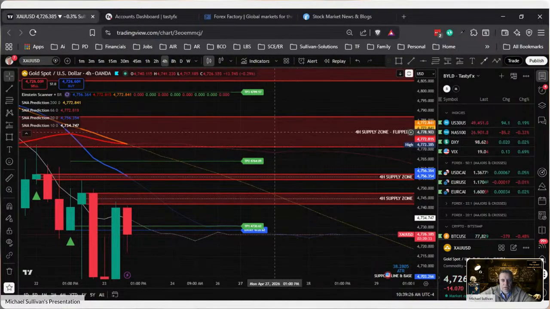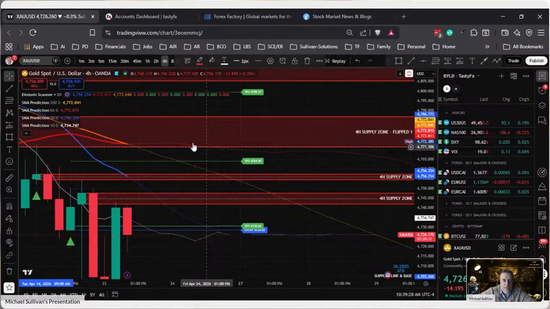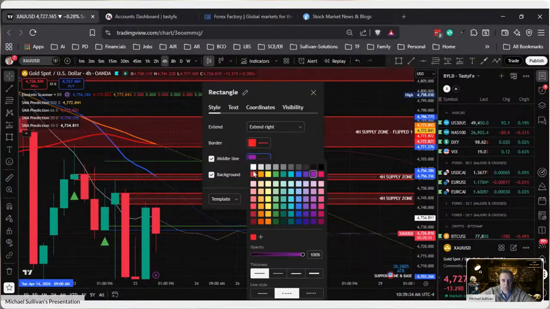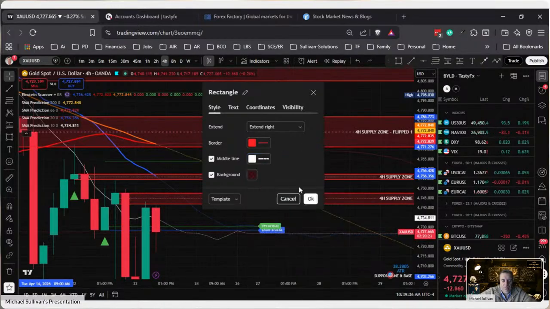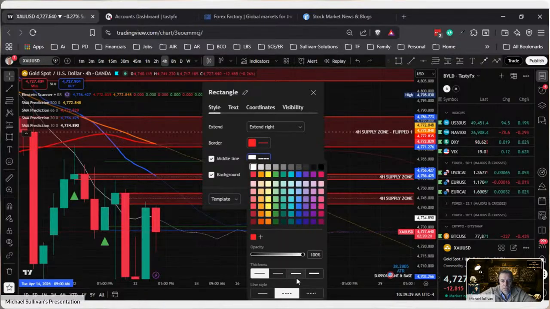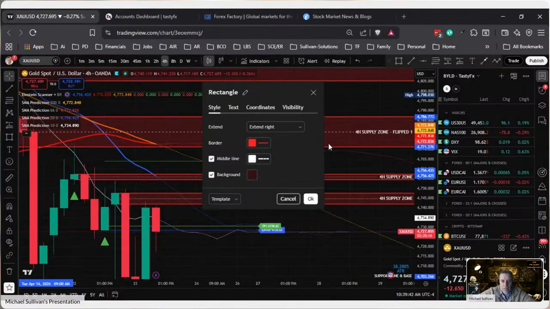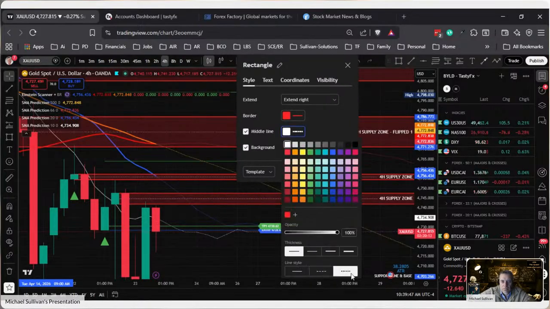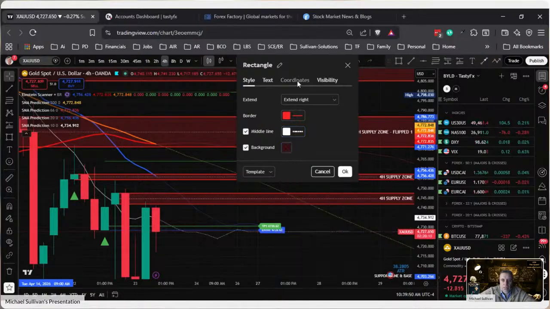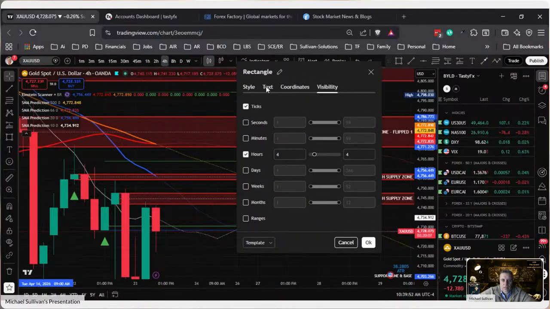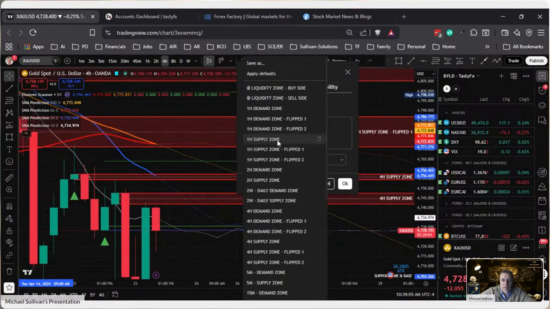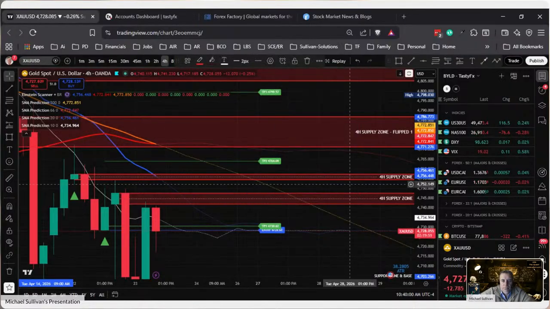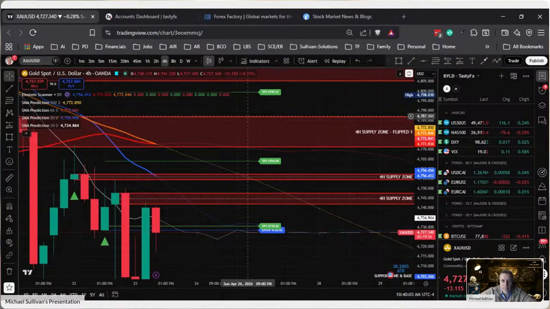And notice how there's no 50% line in the middle. So in order for me to fix that, I want to click on this, go to style, middle line. I want it to be white. I'm going to make it a little bit tighter on the dots. There we go. Go back to here. Visibility, text. There we go. I'm going to save it as 4 hour supply zone flipped 1. Reapply the template.